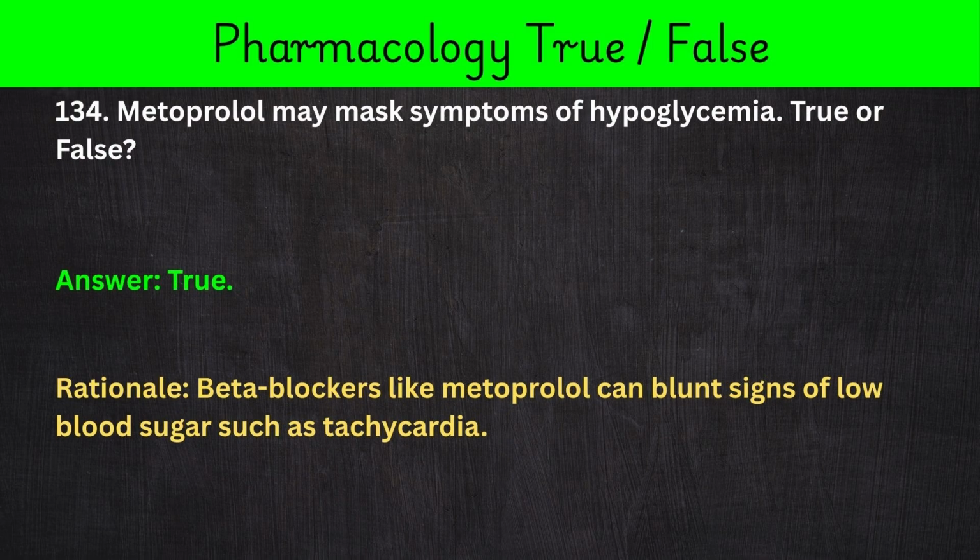134. Metoprolol may mask symptoms of hypoglycemia. True or false? Answer: true. Rationale: beta blockers like metoprolol can blunt signs of low blood sugar, such as tachycardia.